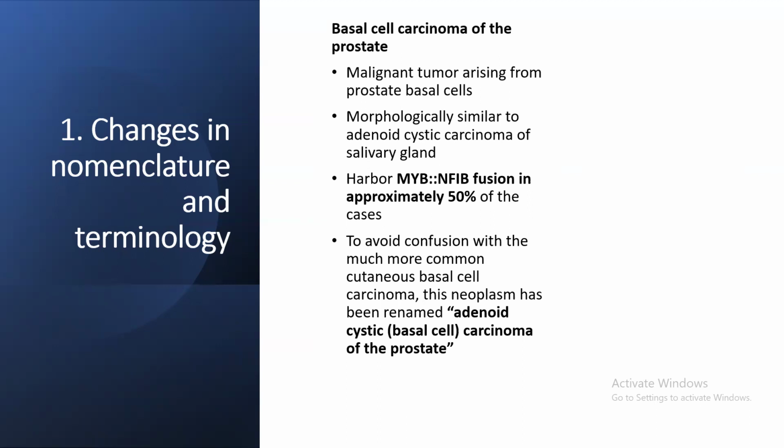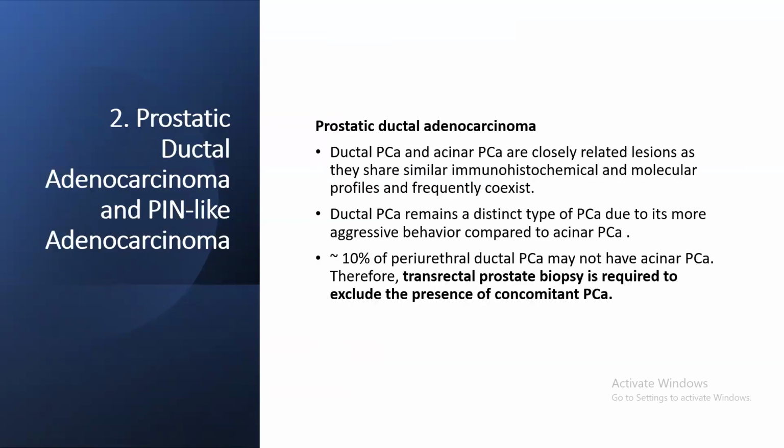So the terminology now is adenoid cystic basal cell carcinoma of the prostate. It also shows the MYB-NFIB fusion, which we see in adenoid cystic carcinoma of the salivary gland. So it is akin to salivary gland adenoid cystic carcinoma, but again we have to be cautious about the terminology. We have to use the terminology adenoid cystic basal cell carcinoma of the prostate.